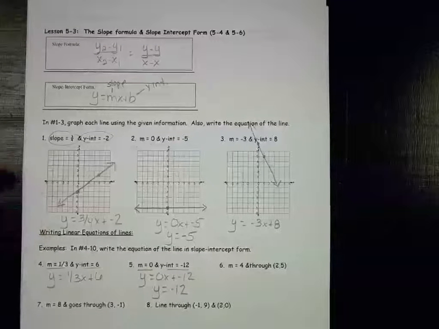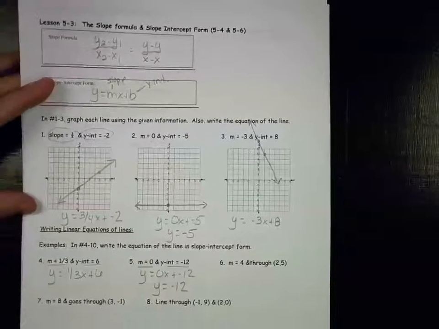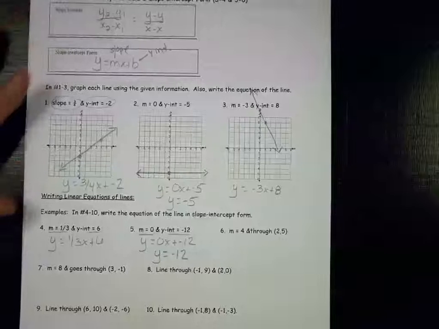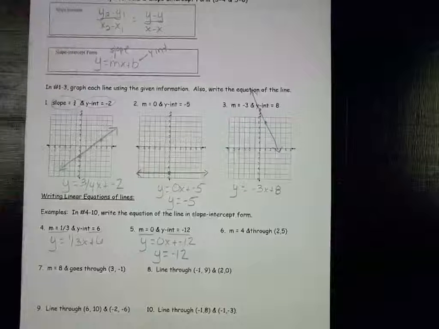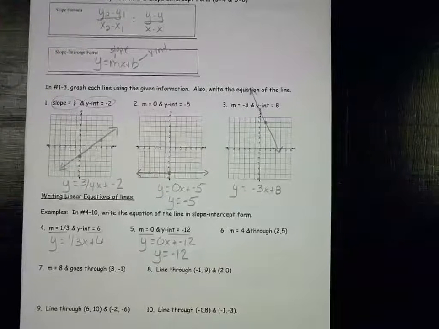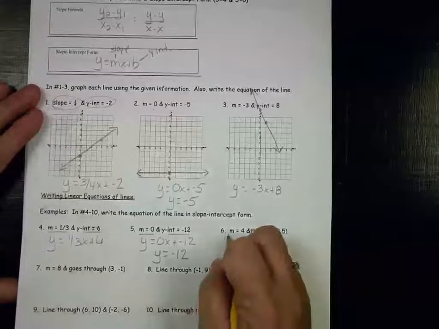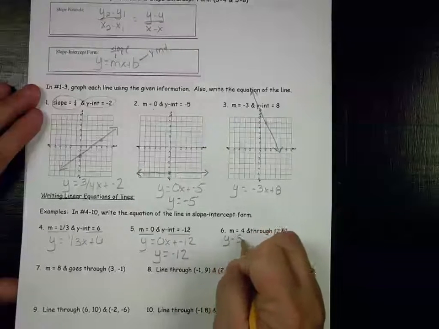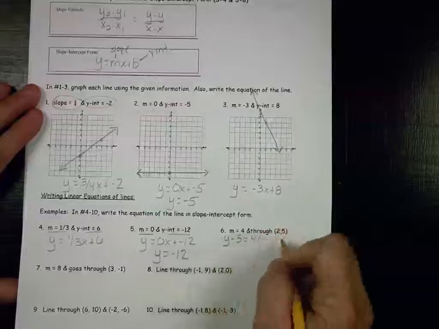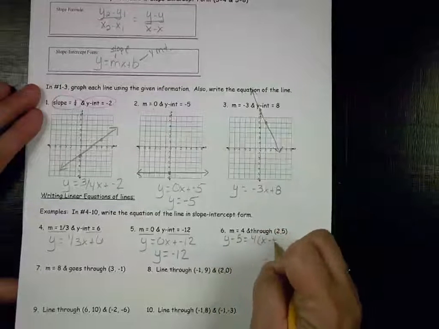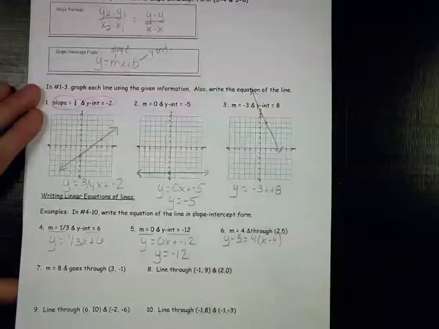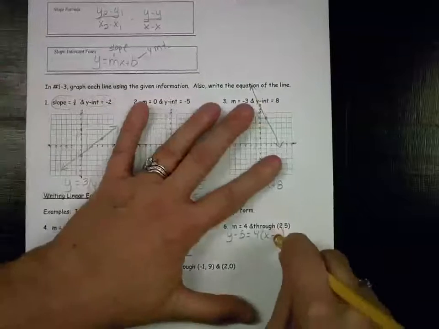And number 6, they change a little bit. If you remember from yesterday, we did point slope form. We're going to start out with that form. Y minus 5 equals 4 times x minus 4. Whoops, how about x minus 2?